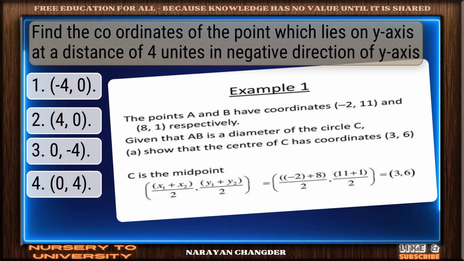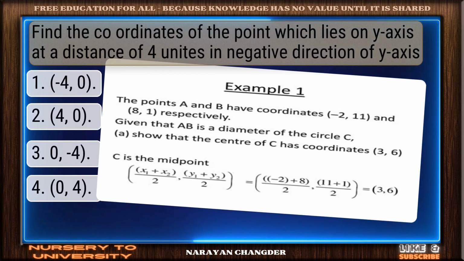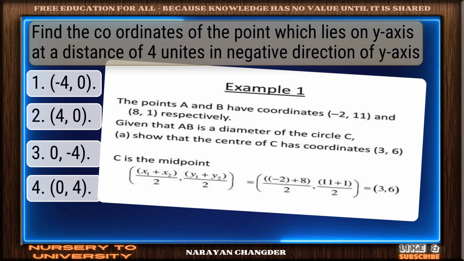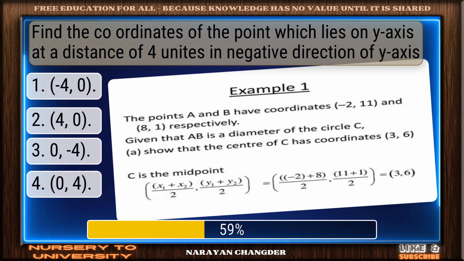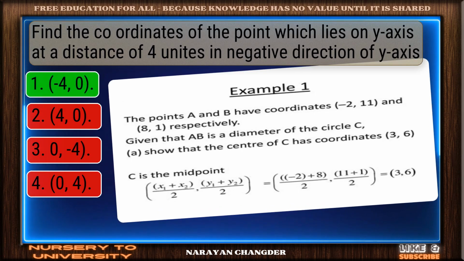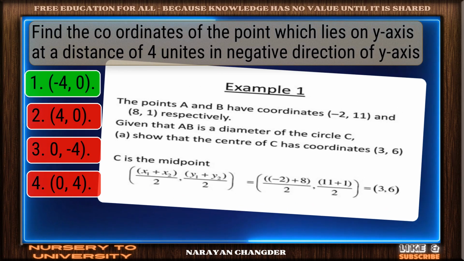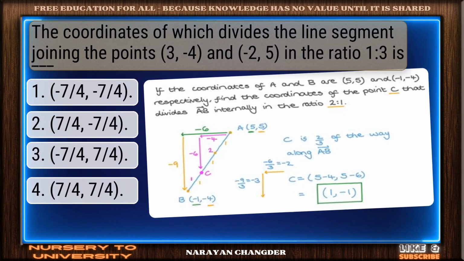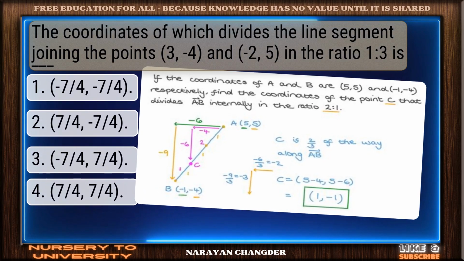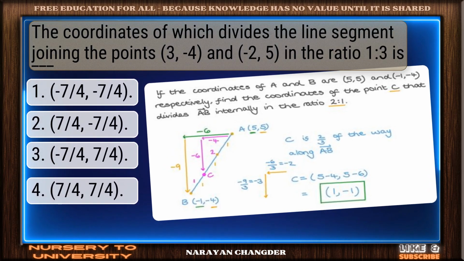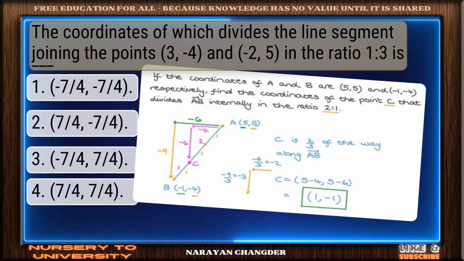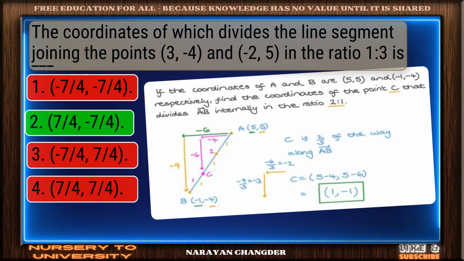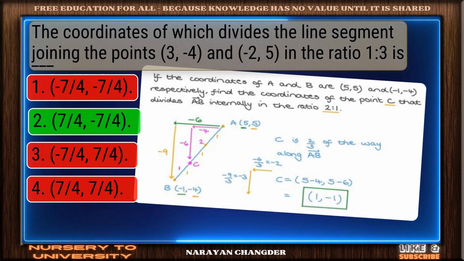Question number 37. Find the coordinates of the point which lies on y-axis at a distance of 4 units in negative direction of y-axis. Nice selection is the correct and valid answer. Question number 38. The coordinates of which divides the line segment joining the points and in the ratio 1:3 is dash. Well reasoned is the correct choice.